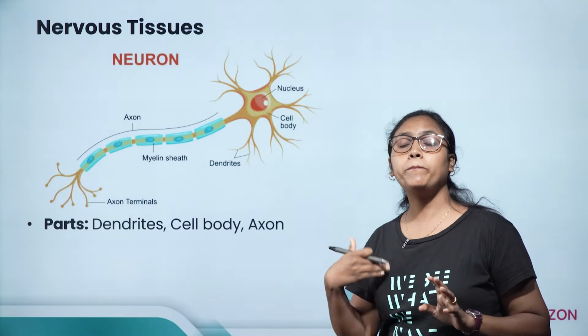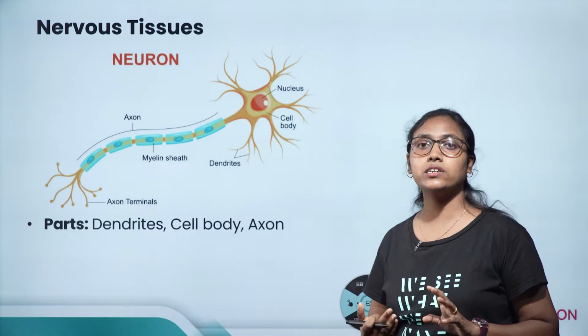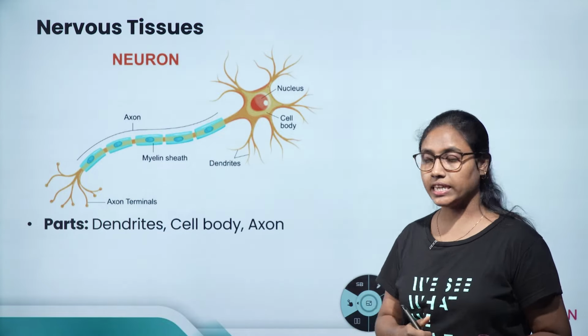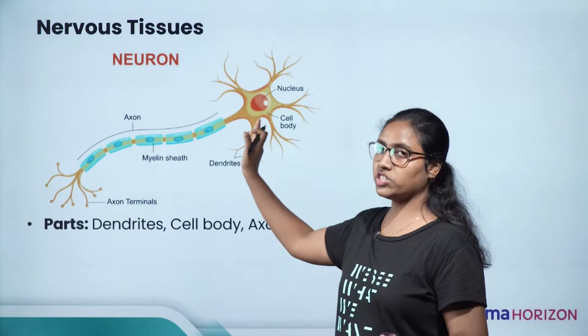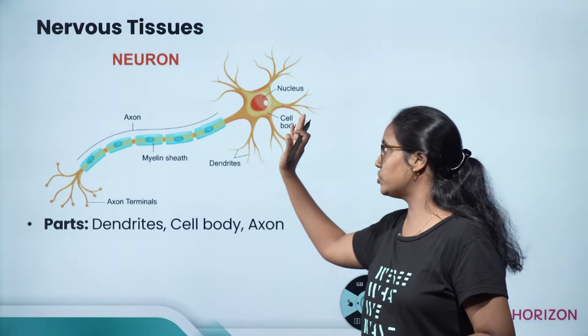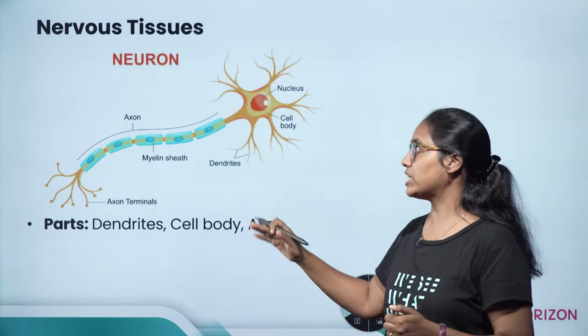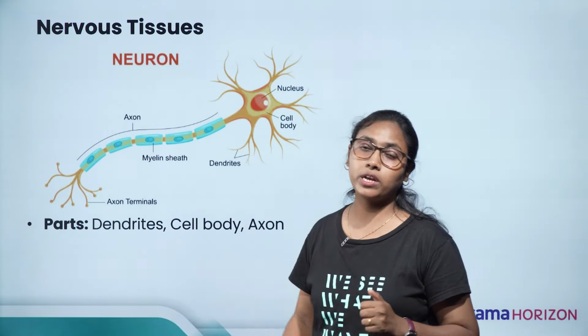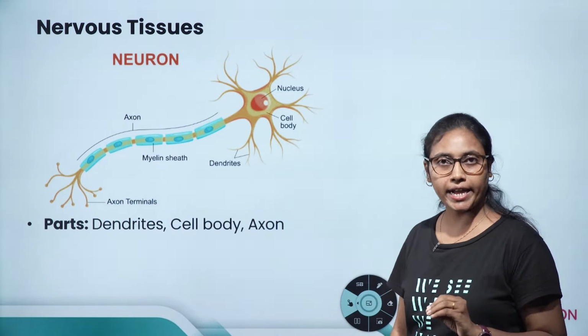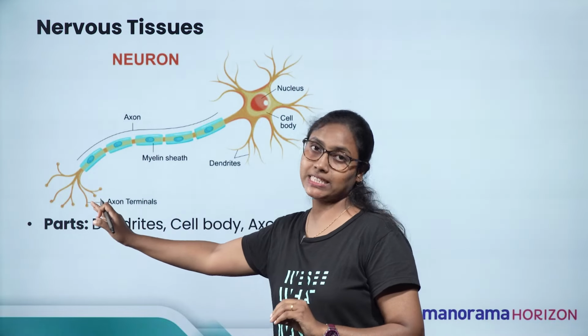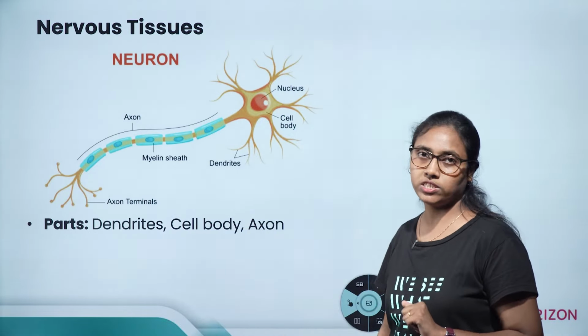They help to amplify the signal, increase the intensity of the signal, and then the cell body, after increasing the intensity of the signal, transfers it to the long tubular structure which we call the axon, and the axon takes this signal to the next dendrite.